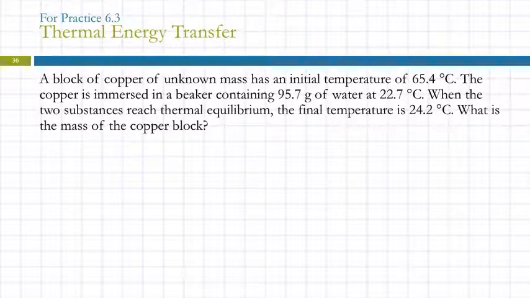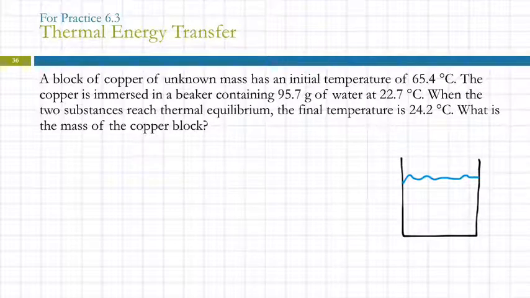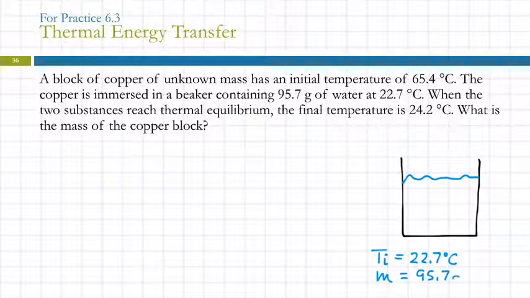Okay, so let's draw a picture to help us think about this. After you've done a few of these, you can just kind of have the picture in your mind. But until that point, it may help to have a picture. So we've got some water, right? What do we know about the water? We know the temperature. So the initial temperature of the water is 22.7 degrees Celsius. So they told us that. Do we know the mass of the water? Yeah. The mass is 95.7 grams. So we've got the mass of the water, 95.7 grams, and the initial temperature is 22.7.